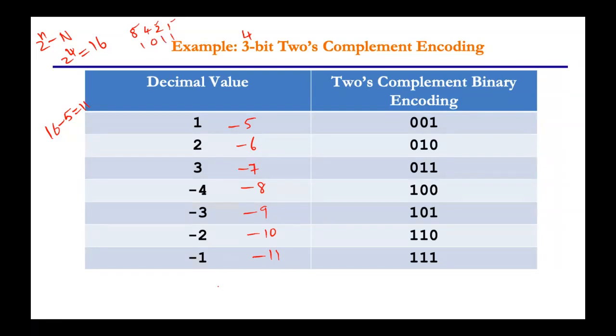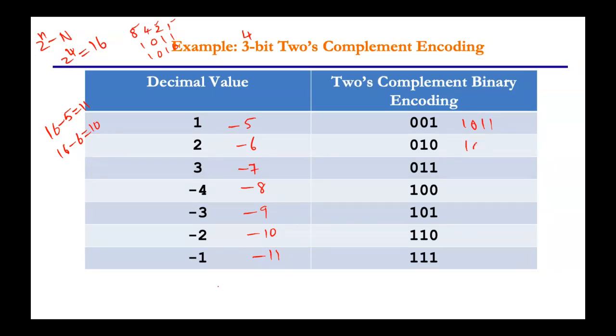So for 16 minus 5, which is equal to 11, the two's complement binary encoding of -5 is 1 0 1 1. For -6, you can write 16 minus 6 is 10. So for 10, the 8 is 1, so 1 0 1 0.